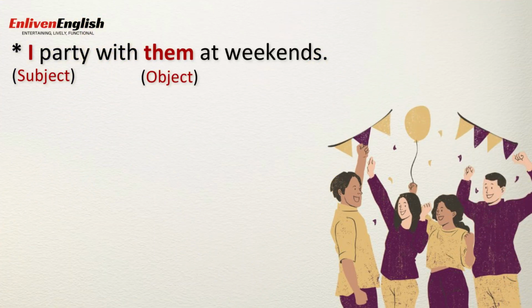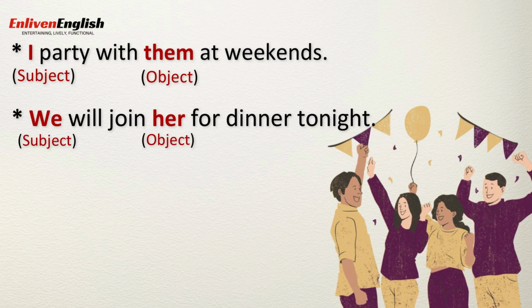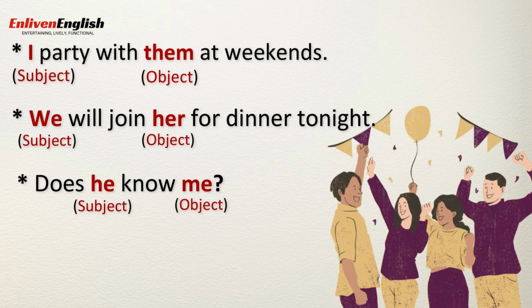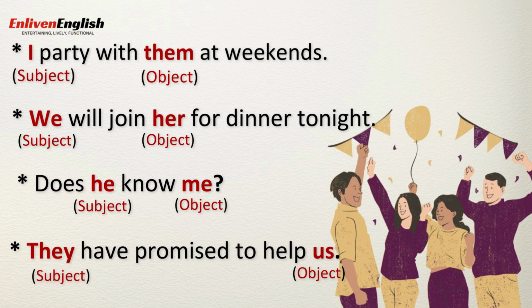I party with them at weekends. We will join her for dinner tonight. Does he know me? They have promised to help us. In all the sentences, I, we, he, and they are acting as subject, whereas them, her, me, and us are in the objective case and acting as the object of the respective sentences.